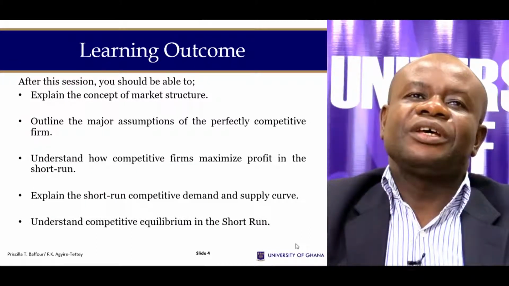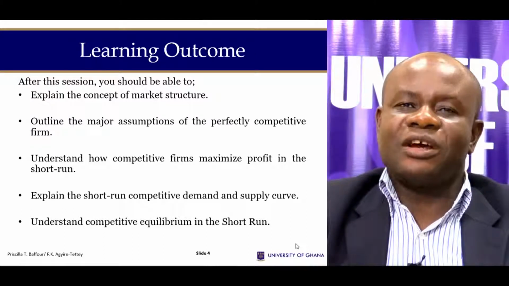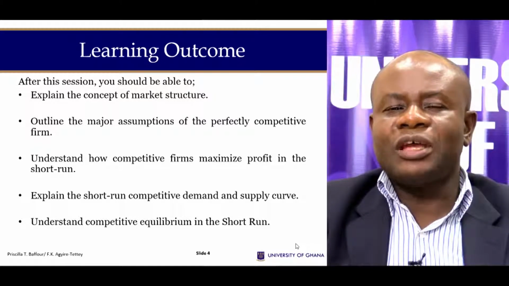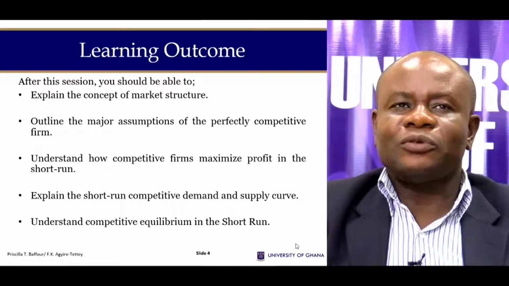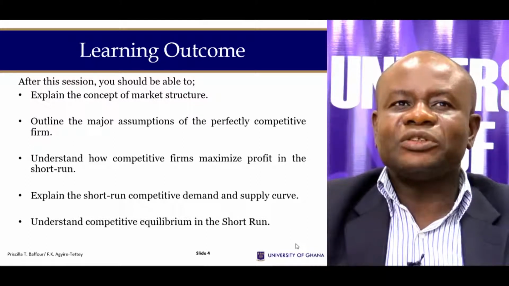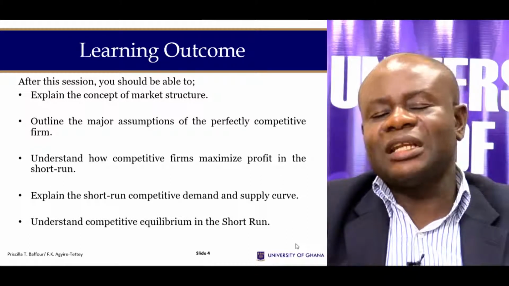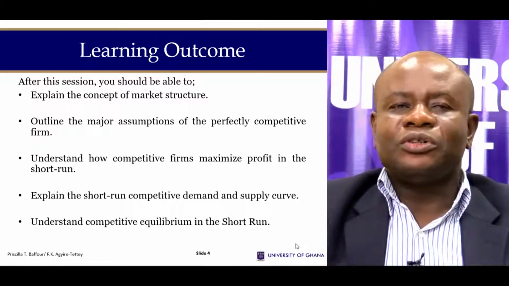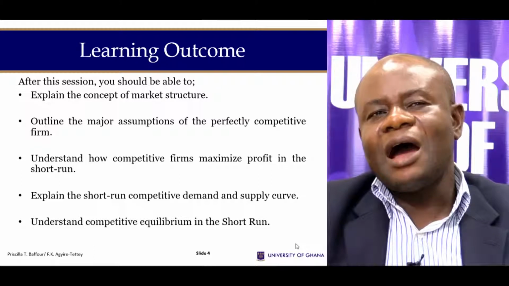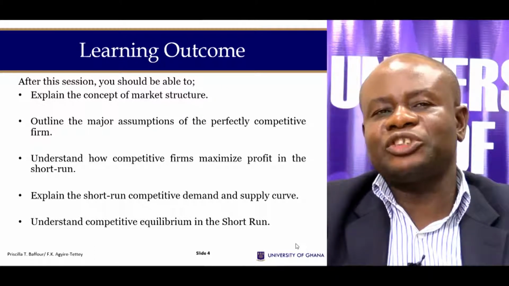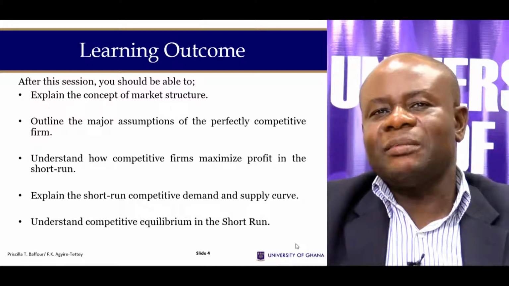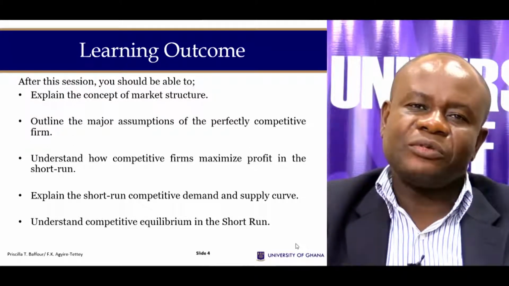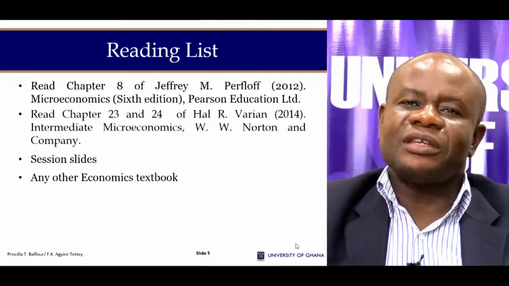Now, after this session, you should be able to explain the concept of market structure. Tell what the characteristics of market structure are. How do we categorize a market? You must be able to know this. Then also, you must be able to understand the assumptions underlying the perfect competitive market structure. Then also, you should be able to outline how competitive firms maximize profits in the short run, and also explain the demand curve and the supply curve for the perfect competitive market. And finally, you should be able to determine the competitive equilibrium in the short run.